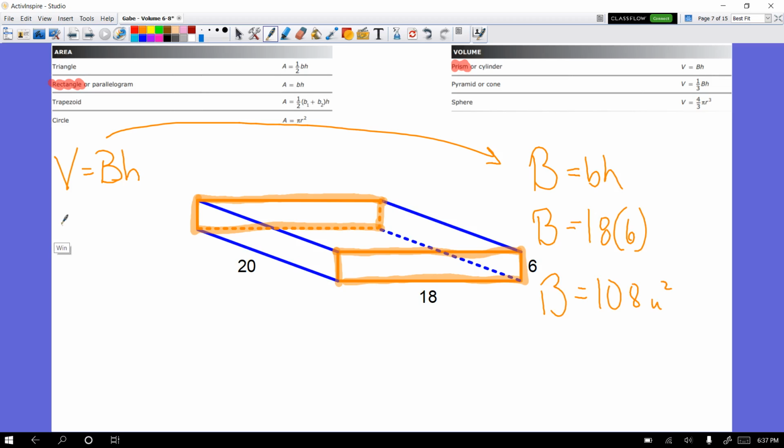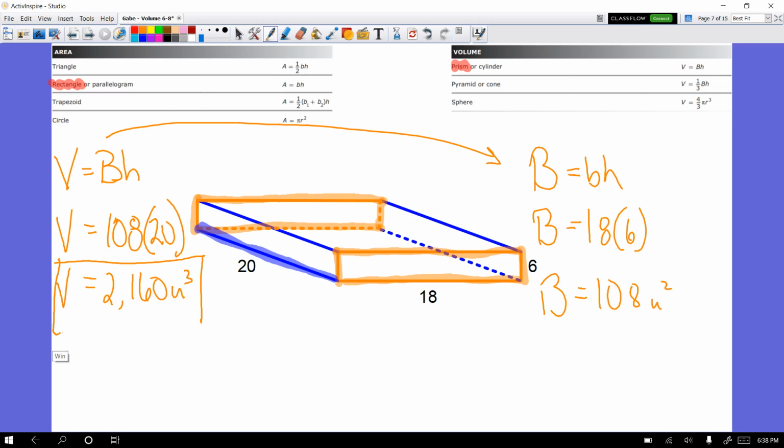So I'm going to go back over, and I'm going to do my capital B as 108. The distance between my bases that I chose was 20. Now we simplify that step. We have 2,160. 2,160 cubic units.